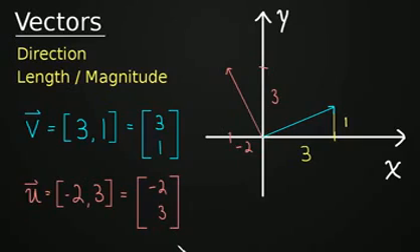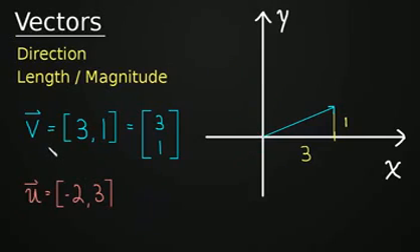Okay, so we have that down, but what about direction and length? Does this capture direction and length? Just using two components, how does that tell us direction and length? Well, it tells us direction because this is the vector that moves over 3 in x and up 1 in y. That's its direction, over 3, up 1. It points in that direction.